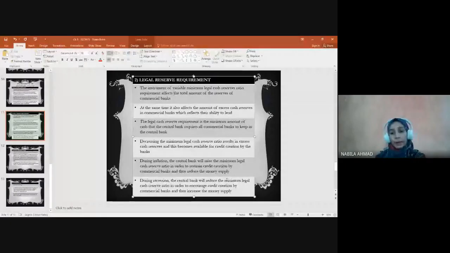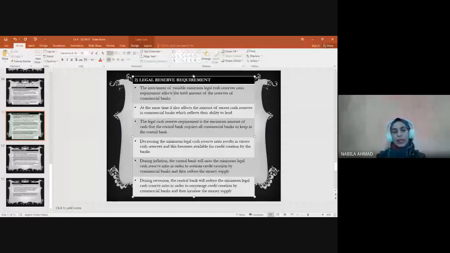During recession pula, central bank akan reduce the minimum legal cash reserve ratio. So untuk encourage credit creation, to increase the money supply. So terbalik pula lah during kegawatan ekonomi, during recession, central bank akan kurangkan ratio ni supaya kurang cash yang perlu diletakkan oleh commercial bank ke dalam central bank. Supaya mereka ada banyak duit untuk bagi loan, pinjaman dan sebagainya kepada orang ramai. So money supply tu akan meningkat. So itu adalah legal reserve requirement.